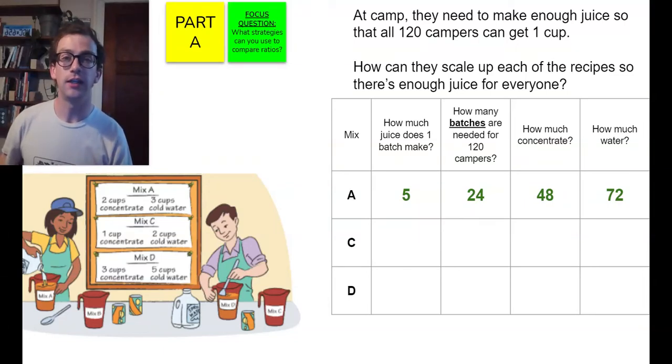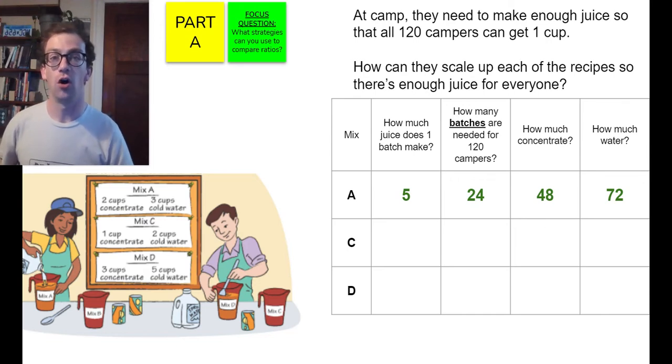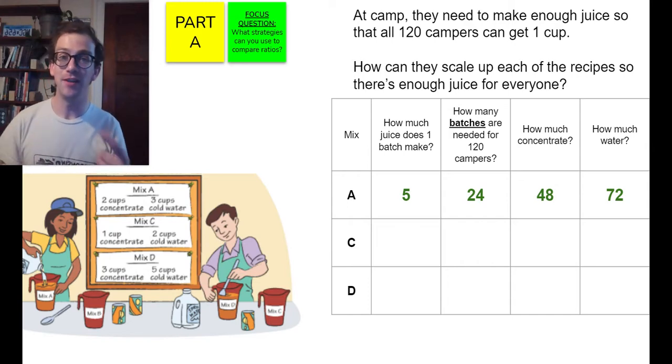Last time, we were looking at the orange juice recipes and trying to scale up each of those mixes so that there was enough juice for all 120 people. In this video, we're going to examine that strategy and then get ready to apply it in order to solve lots of different problems the same way.